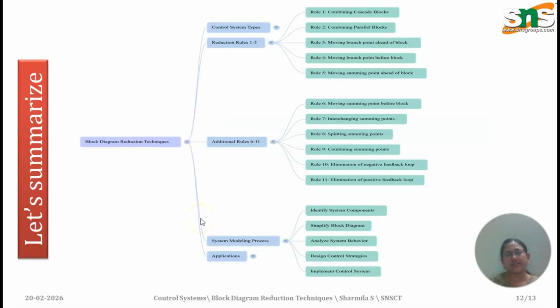Let's summarize this class. We recalled open loop and closed loop control systems, block diagram reduction techniques, their importance and analysis, the rules of block diagram reduction techniques from 1 to 11, and the applications of block diagram reduction techniques.